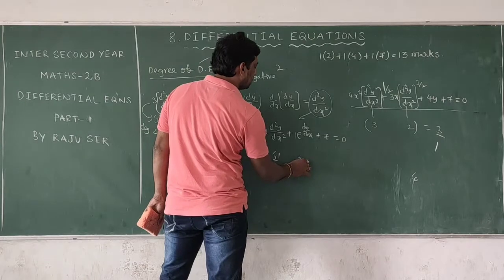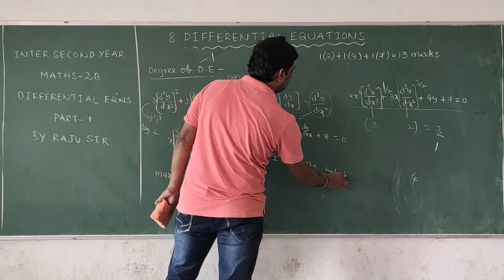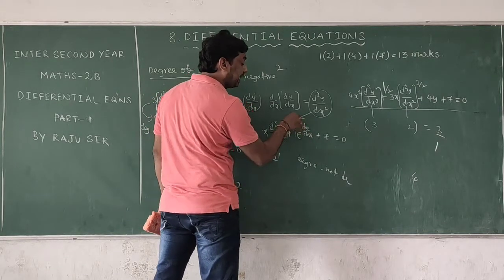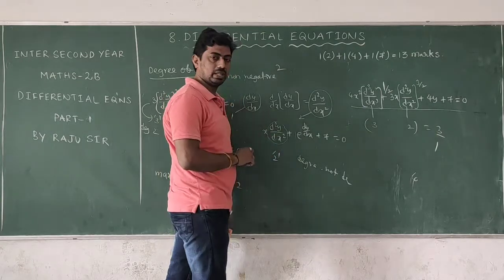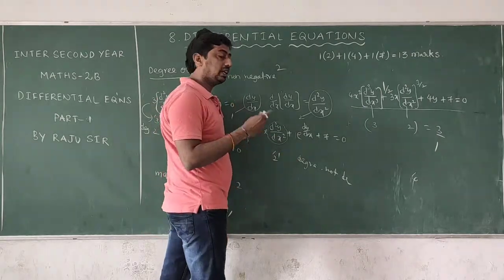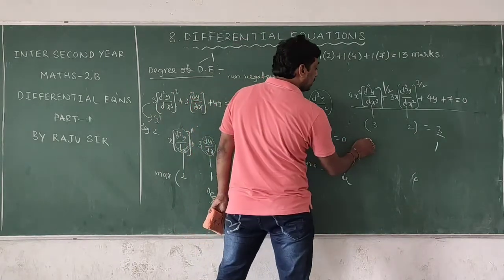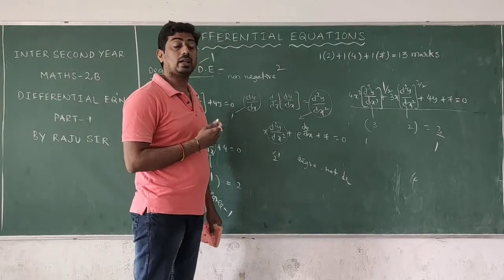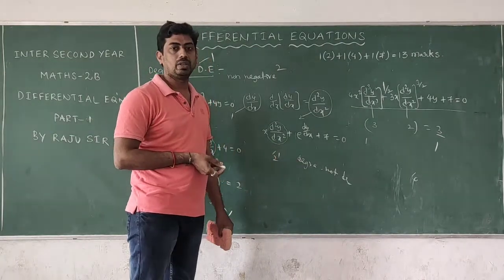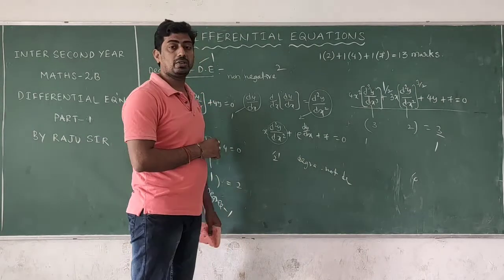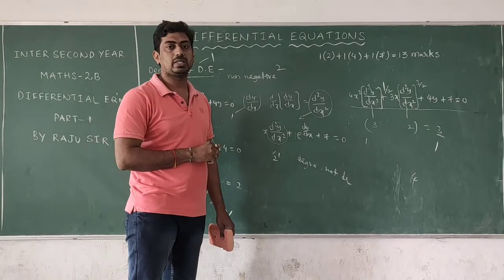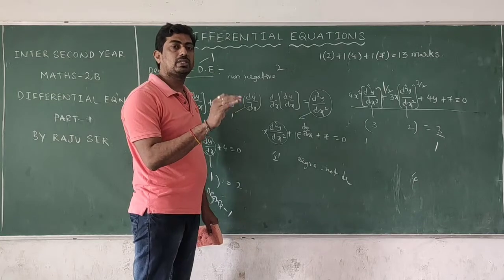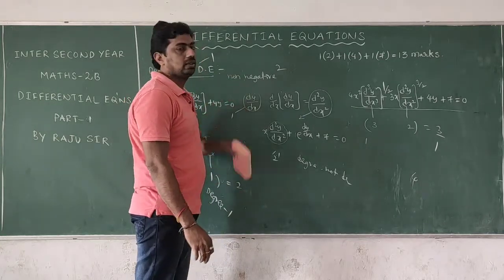What does degree mean here? The degree is not defined. Why? Because the derivative terms are involved in exponential terms, that means e power. That's why the degree is not defined. In another case, if derivative terms involve trigonometric functions, that means sin of dy by dx, cos of dy by dx, in such cases also the degree is not defined. Another one is logarithmic functions. If derivative terms involve logarithmic functions, then in such cases also the degree is not defined.